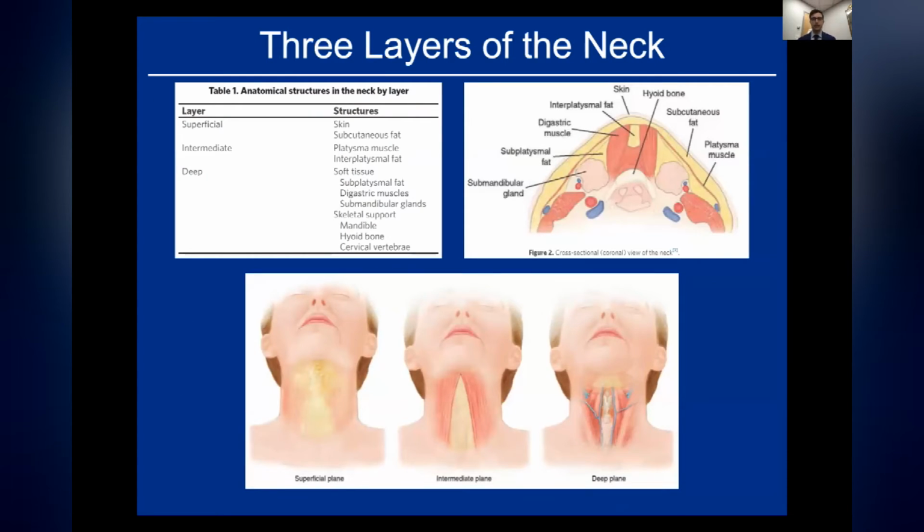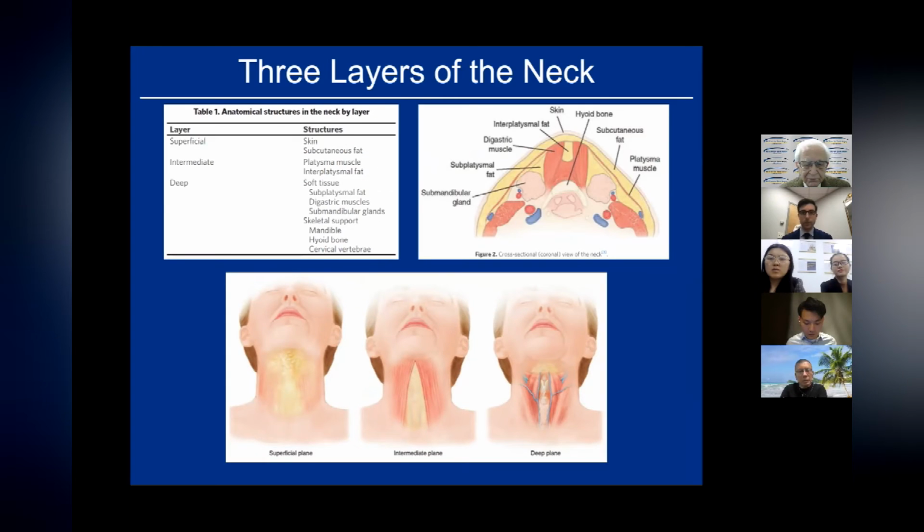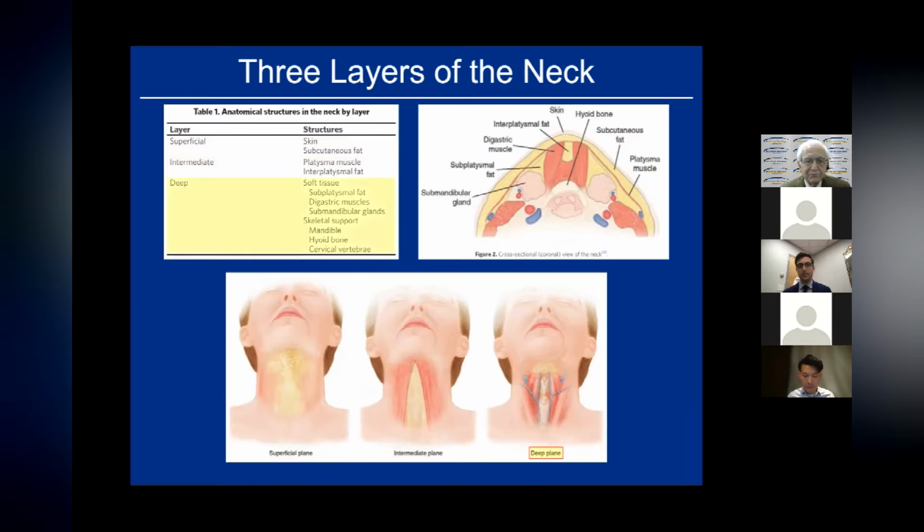The paper sought to review Dr. Nahai's layered approach to neck lift. The 3 layers include the superficial, intermediate, and deep, wherein the superficial layer includes the skin and subcutaneous fat, intermediate layer, the platysma muscle and interplatysmal fat, and deep layer, which can be broken down into soft tissue and skeletal structures. Soft tissue being the subplatysmal fat, digastric muscles, and submandibular glands, and skeletal structures being the mandible, hyoid bone, and cervical vertebra.